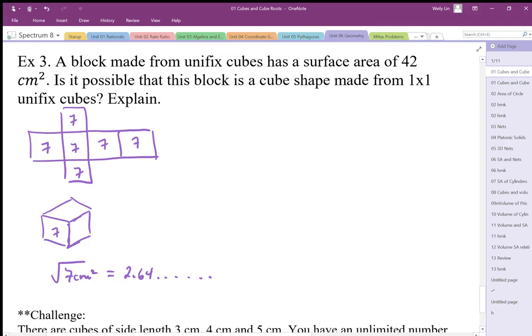Okay, so I cannot make this from the Unifix cubes, which are discrete pieces. I can't chop my Unifix cubes into 0.64 length. So this is not possible, because the side length is not whole.